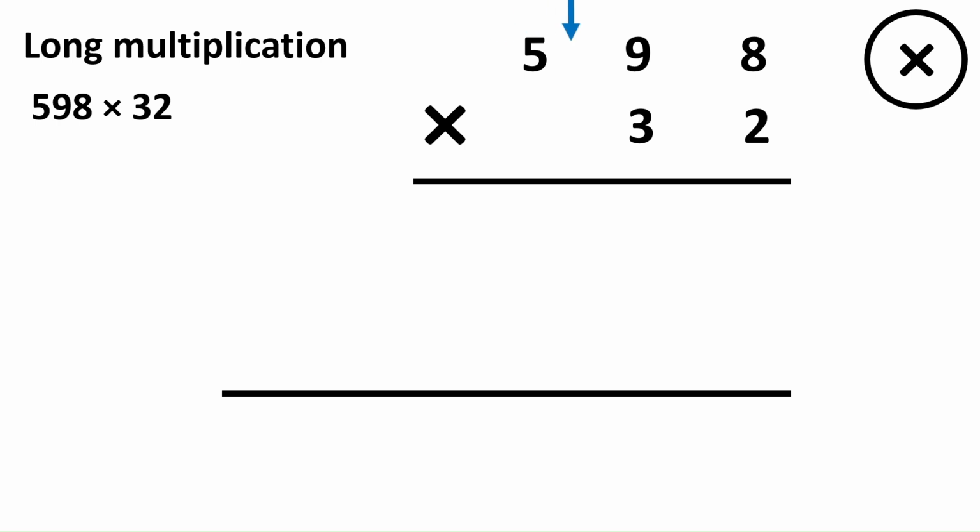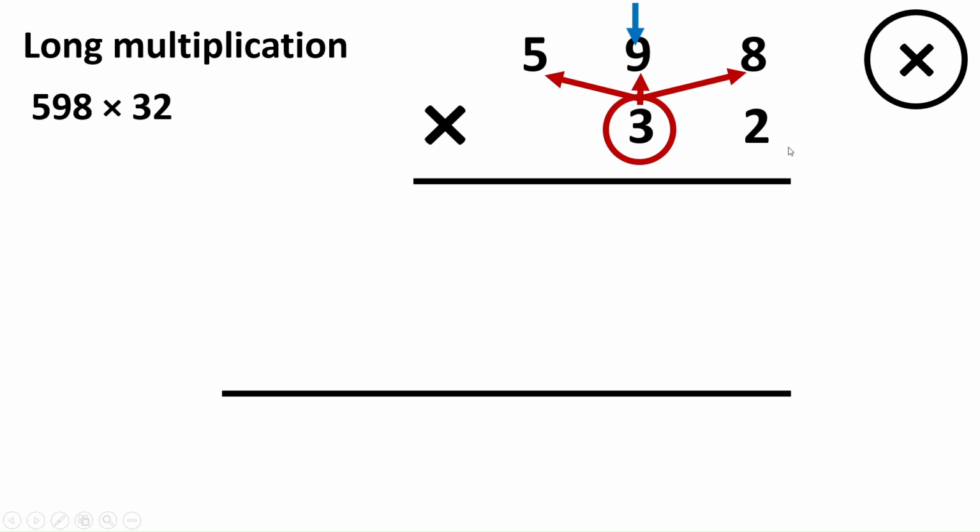And remember, we always start from the very right, so the ones column. Now remember that I talked about using the bottom digits as anchors. So first of all, we're going to be doing 2 multiplied by 8, multiplied by 9, multiplied by 5. And then, when we're finished with that, we're going to move on to the tens column. This is where our 3 is. And we're going to use this 3 as an anchor as well. Multiply by 8, by 9, and by 5.